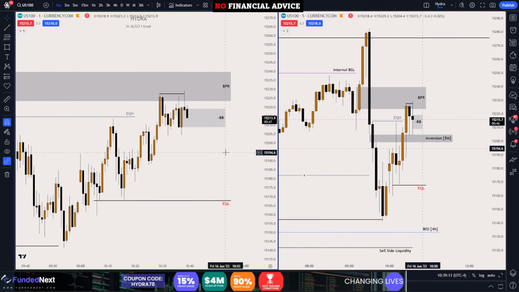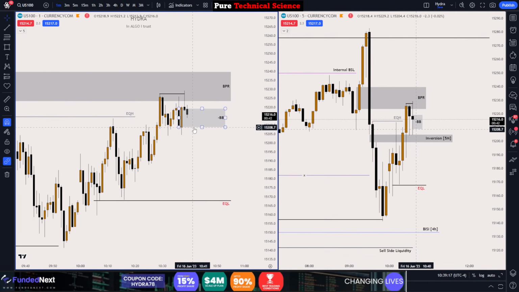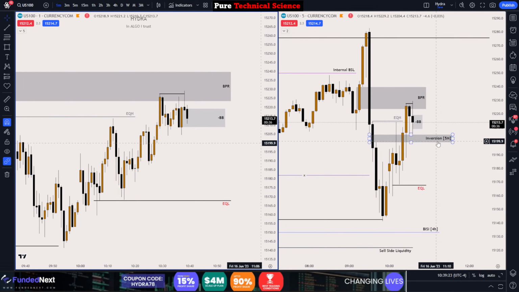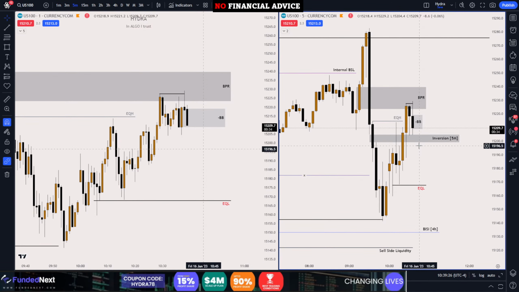So now let's see how price does it. The trade idea is going to be something like this. I want to see price closing a candle body below here, and if price does it early before our macro, then I'll just wait and I'll take the trade from the inversion if I miss the setup here.